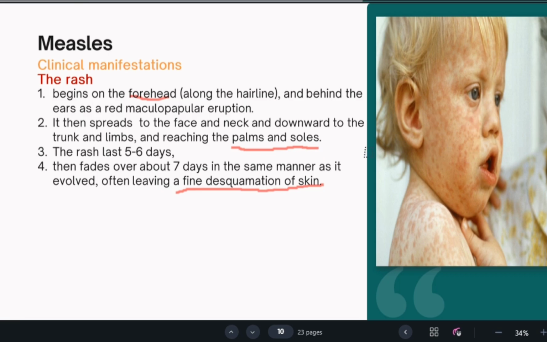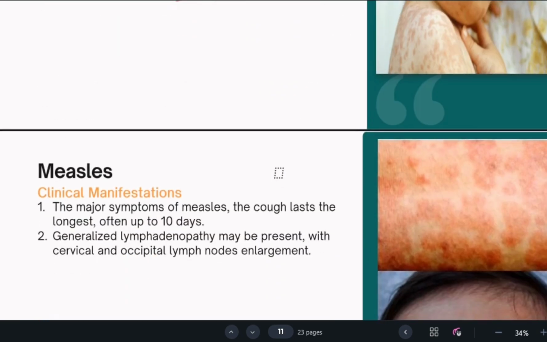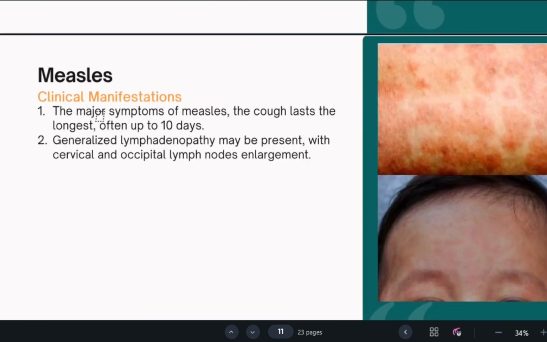This is the rash of measles. The major symptom of measles is cough. Here the cough lasts the longest, up to 10 days. Generalized lymphadenopathy may present with cervical and occipital lymph node enlargement.